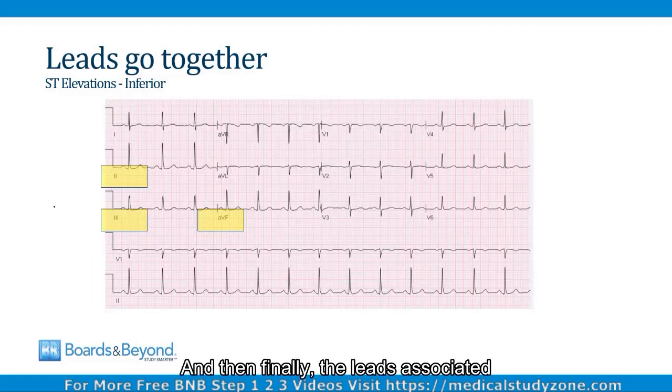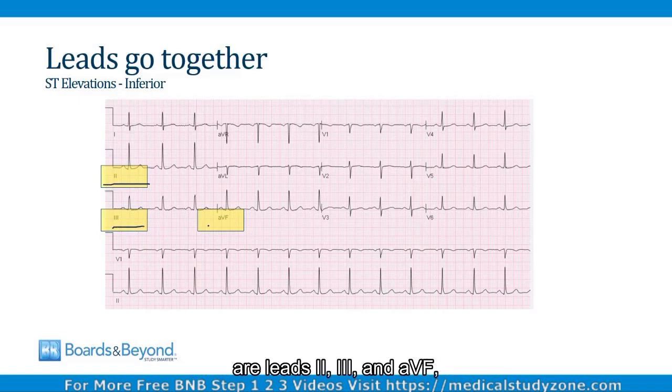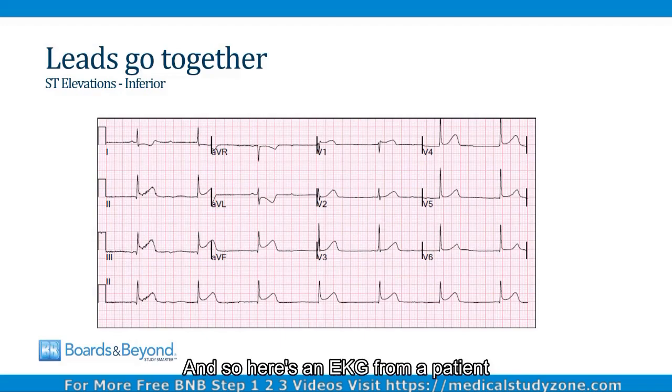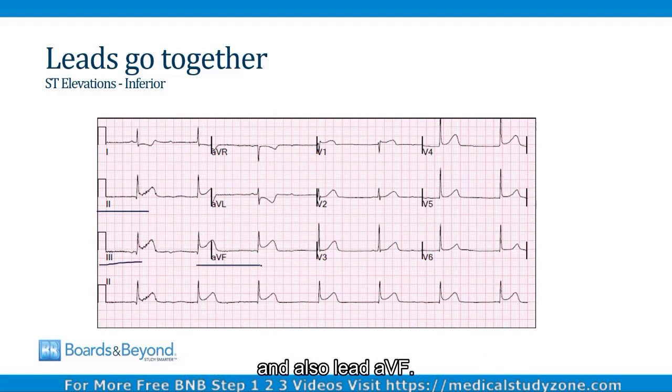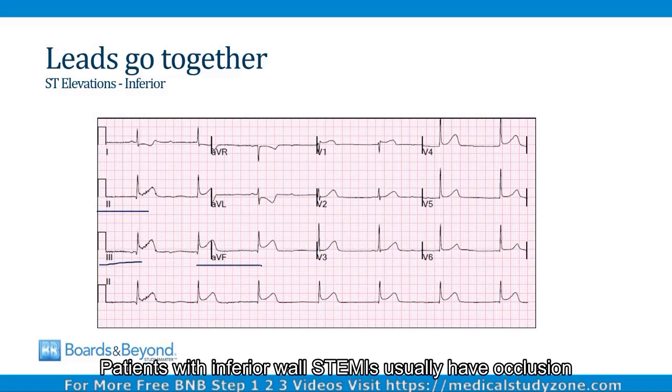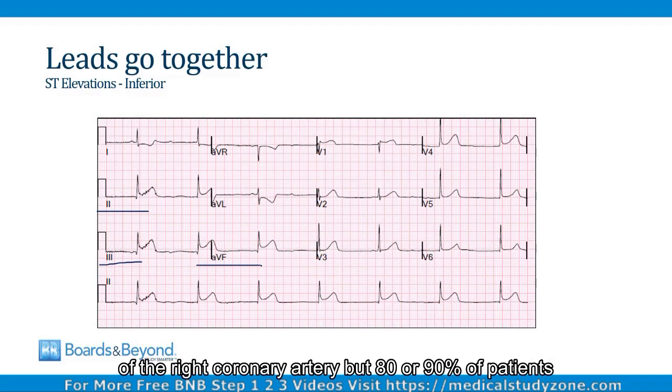And then finally, the leads associated with the inferior wall of the left ventricle are leads 2, 3, and AVF. These are sometimes called the inferior leads. And so here's an EKG from a patient having an inferior wall myocardial infarction. There's ST elevation in lead 2, lead 3, and also lead AVF. Patients with inferior wall STEMIs usually have occlusion of the right coronary artery.